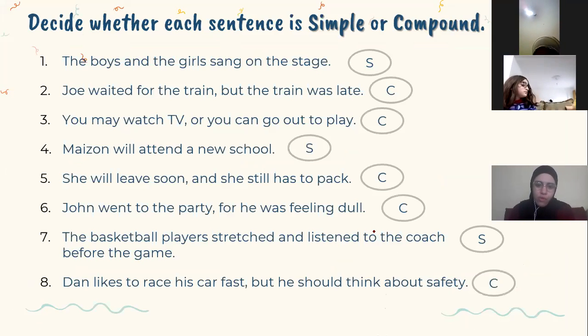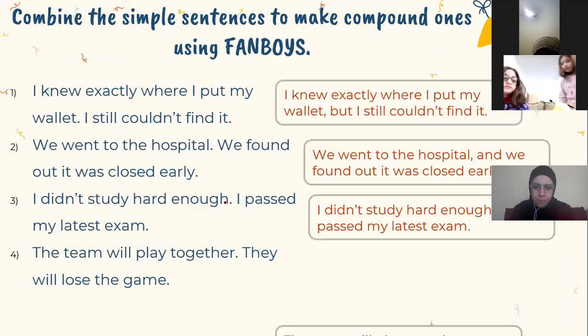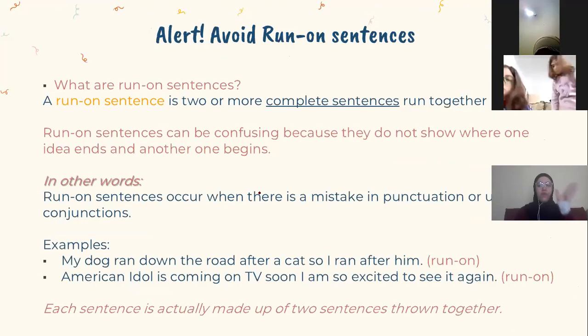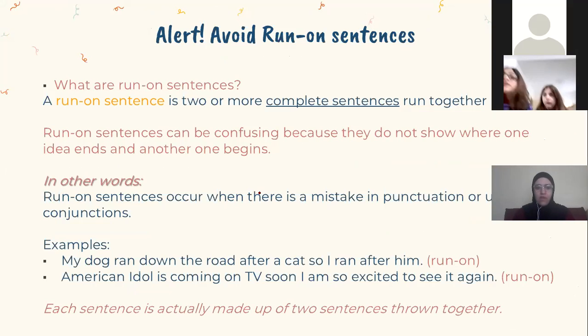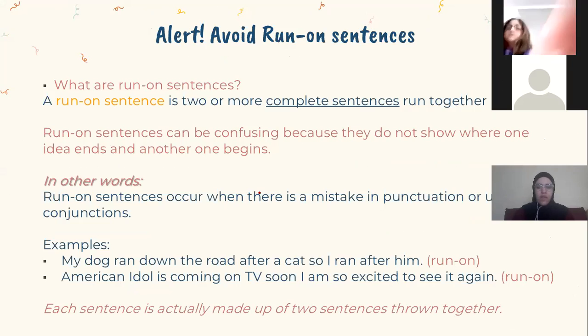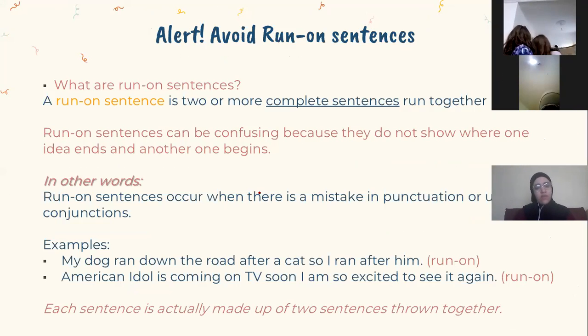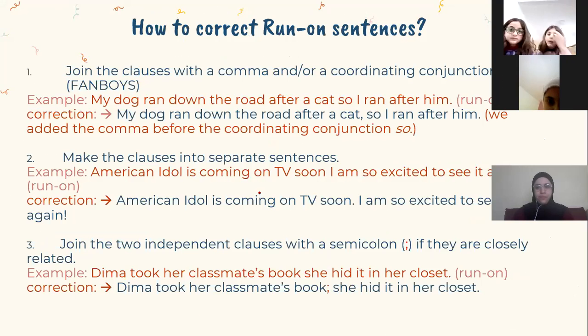Okay, I'm going to show you another exercise at the end. I just want to go over the run-on sentences quickly also. And pay attention. When I say you cannot make a compound sentence with a fanboy without a comma, I mean that it will be a run-on sentence. So, when there are two sentences joined together with no correct punctuation, then it's not a correct sentence. We call it a run-on sentence.